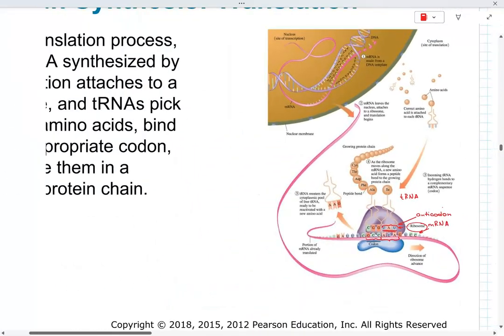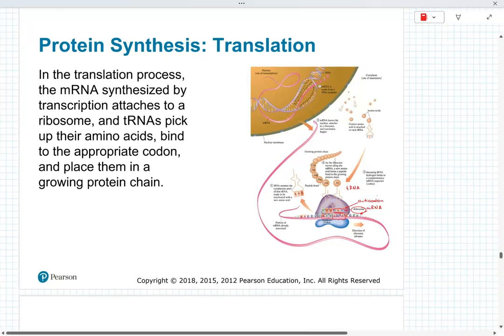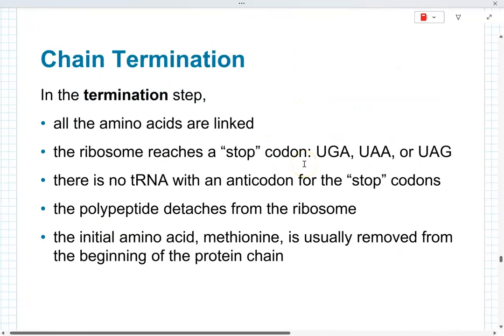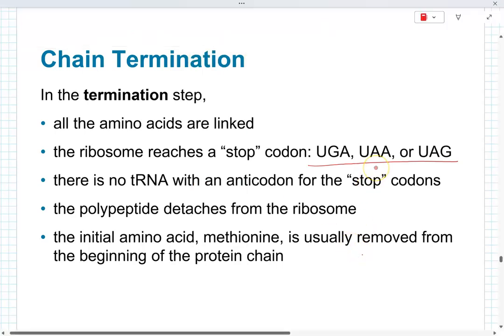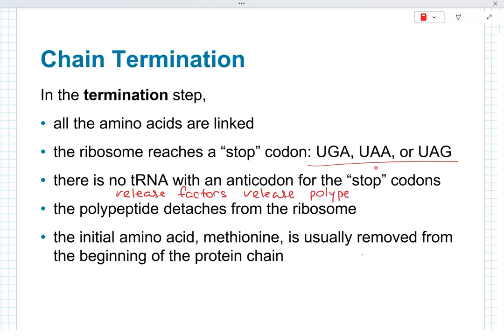So this synthesis goes on and on and on until the ribosome encounters one of the stop codons. Stop codons are matched not with tRNA, but there are so-called release factors that bind to the stop codon, not to an anticodon, that release the polypeptide. Okay? All good?